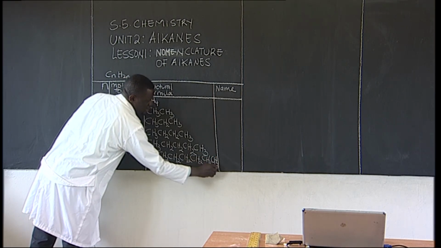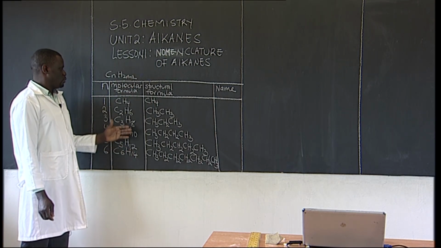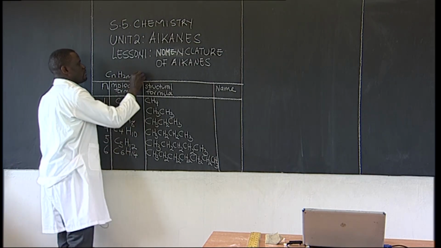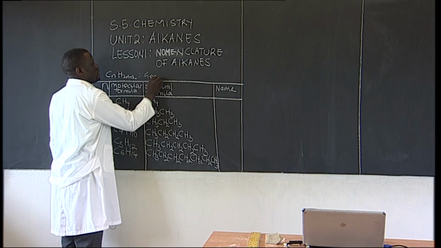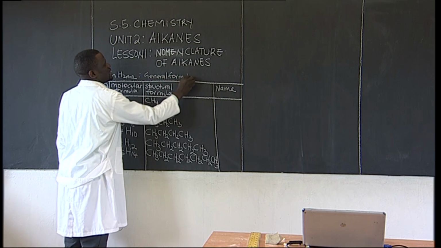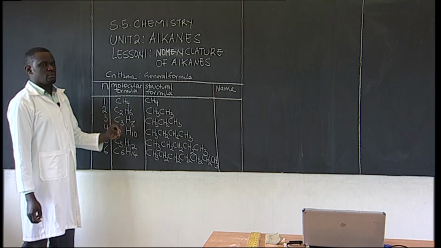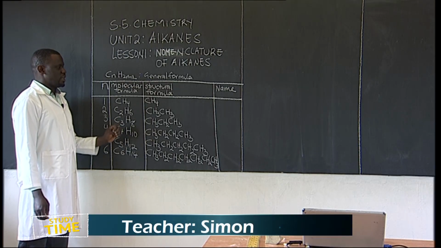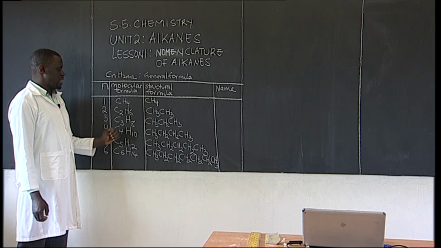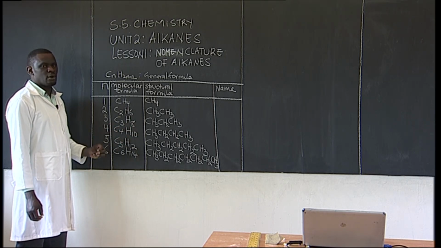So that's what we have. This is a simple illustration. You see, we are using these formulas here. We get them from what we call the general formula. So remember, when you are defining homologous series, we say the series of compounds having the same general formula, method of preparation, but differ from one another by additional CH2 group.